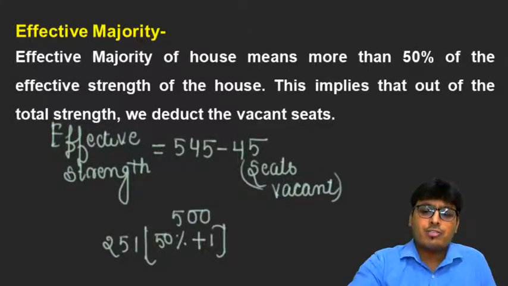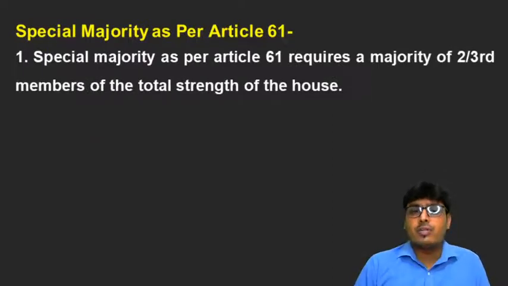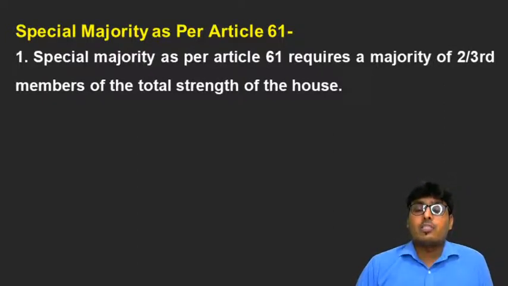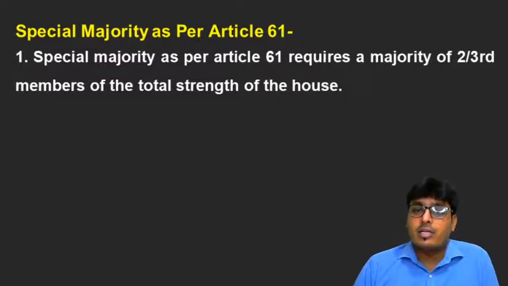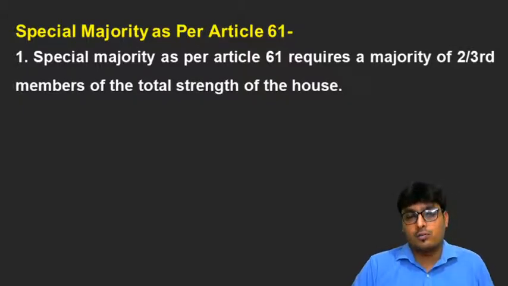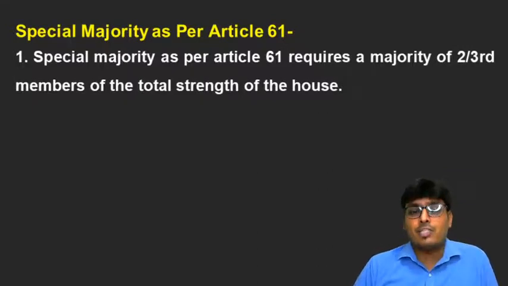Now, basically the special majority is further divided into 4. So, we will be only dealing with special majority as per Article 61. Okay, now special majority as per Article 61 requires a majority of 2/3 members of the total strength of the house. Okay, it is 2/3 members of the total strength of the house. So basically this special majority is required in case of impeachment of the President of India.